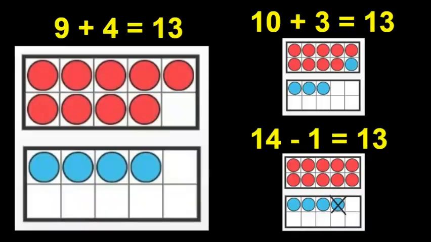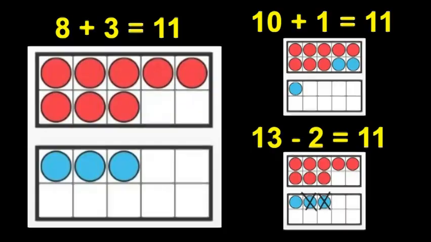How many did you see? You're right. There were only 13. 9 and 4 makes 13. Did you make a 10? Or did you just pretend there were 10 and take away one from the bottom 10 frame? Here's another one.